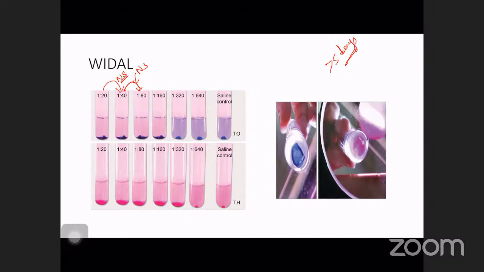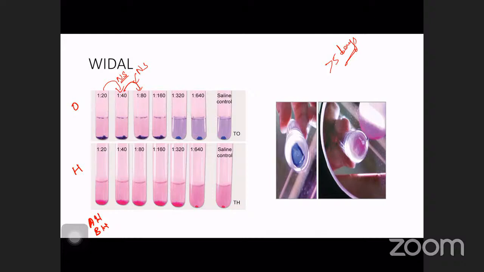We will actually have 4 sets of tubes. The first is for O, the second for H, and then the third and fourth for AH and BH. So we add the appropriate antigen. To the first set of tubes, you add the O antigen. To the second set, the H antigen. In the third and fourth, you add the AH and BH antigens. This antigen will react with the antibodies, if at all they are present.